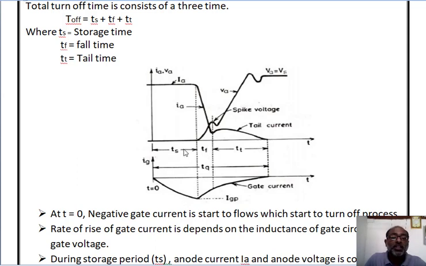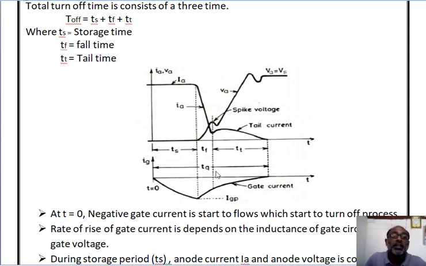Now, during this TS period, here you can see the anode current IA and the anode voltage are constant. Anode voltage and anode current are constant. After this, you can see the increase in the negative current value.